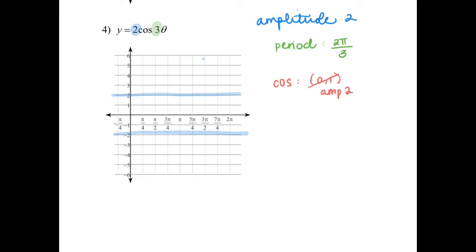Also notice that my cosine amplitude is 2. So instead of starting at 0, 1, I'm going to start at 0, 2. Then I know I'm going to hit 0, 2 again at 2 pi over 3, which is between pi over 2 and 3 pi over 4, and then about in the middle. So if you're doing some guesstimation for this first one, that's okay. Again, with cosines, I like to do max and mins.